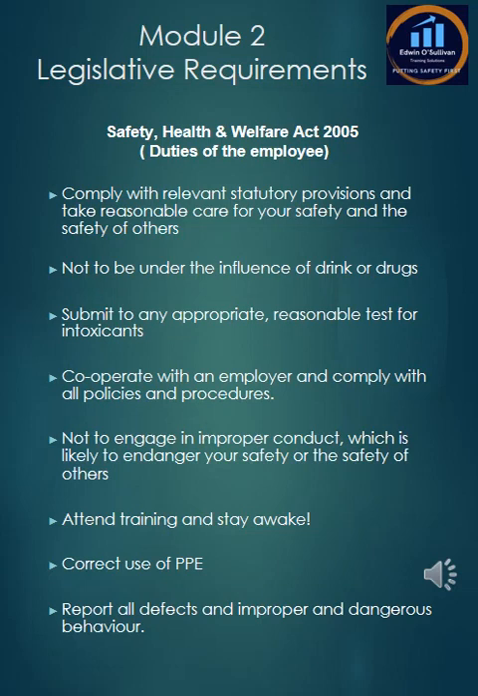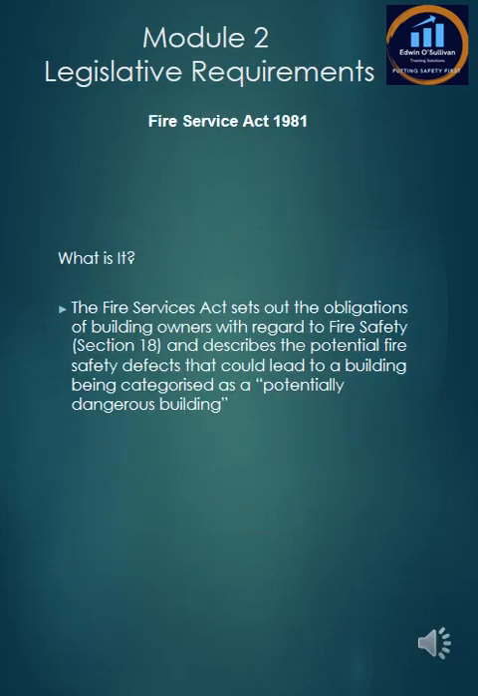Because you're on a fire safety training course today, you will now at the end of it be considered a competent and trained person with added responsibilities in relation to fire and fire prevention. So the Fire Service Act 1981. The Fire Service Act sets out the obligation on building owners with regard to fire safety under Section 18, and it describes a potential fire safety defect that could lead to the building being categorised as potentially dangerous. So potentially dangerous does not mean it's a building ready to fall down or collapse or be in a dangerous state. It is any building, new or old, which has the potential of a loss of life in the event of a fire.